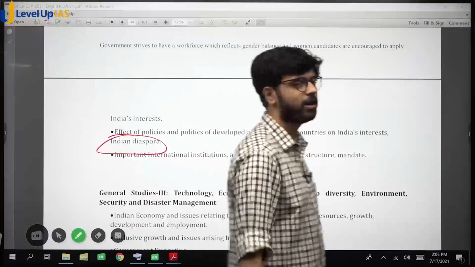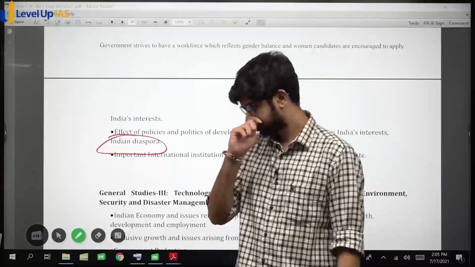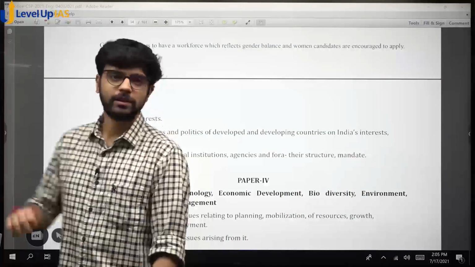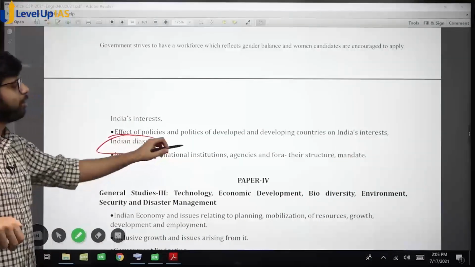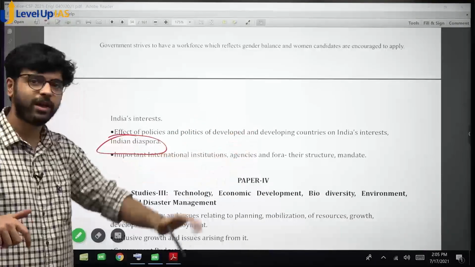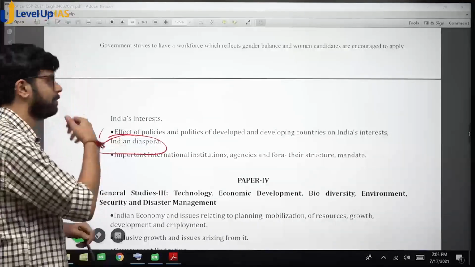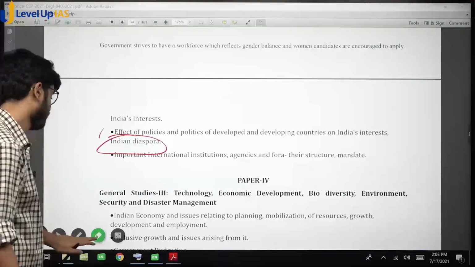Do you know what is diaspora? Diaspora means Indians living abroad. Okay. So, effect of policies and politics of developed and developing countries on India's interest, that is fine, it affects us every day. Indian diaspora is a separate syllabus point altogether. So, don't ignore these small points. That is what I was trying to say.